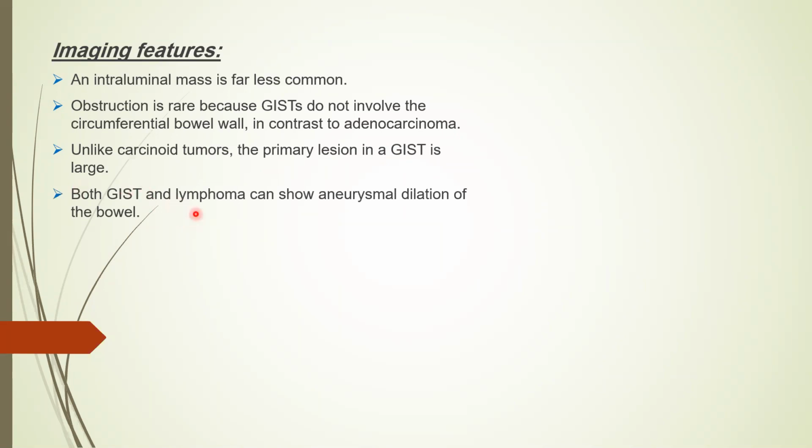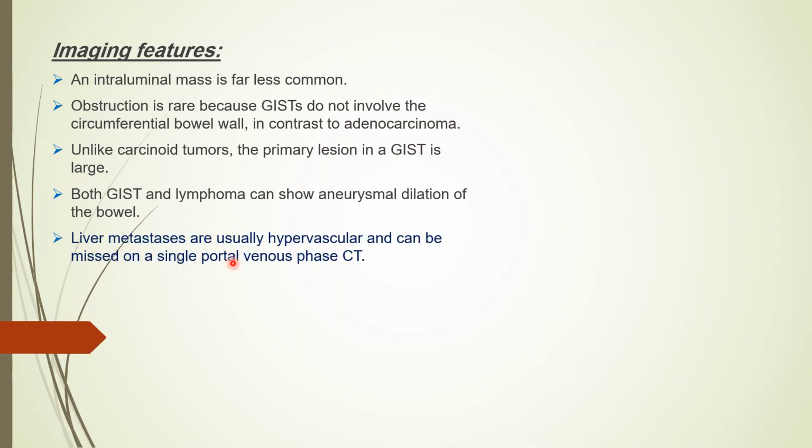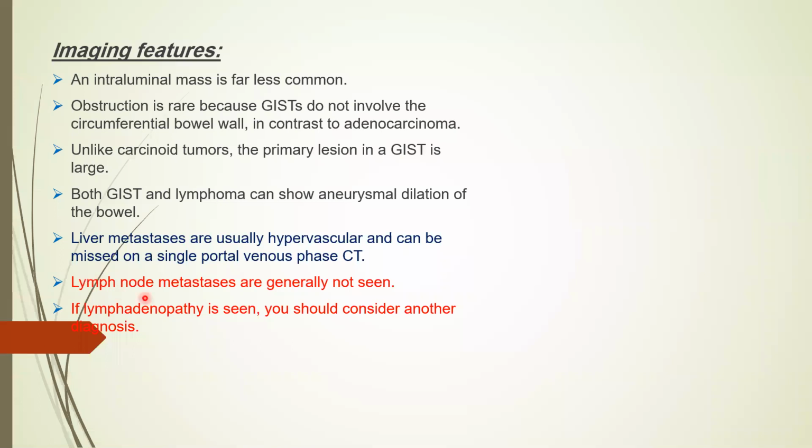Both GIST and lymphoma can show aneurysmal dilatation of the bowel. Liver metastasis is usually hypervascular and may be missed on a single portal phase CT. Lymph node metastases are generally not seen. If lymphadenopathy is seen, we should consider another diagnosis.